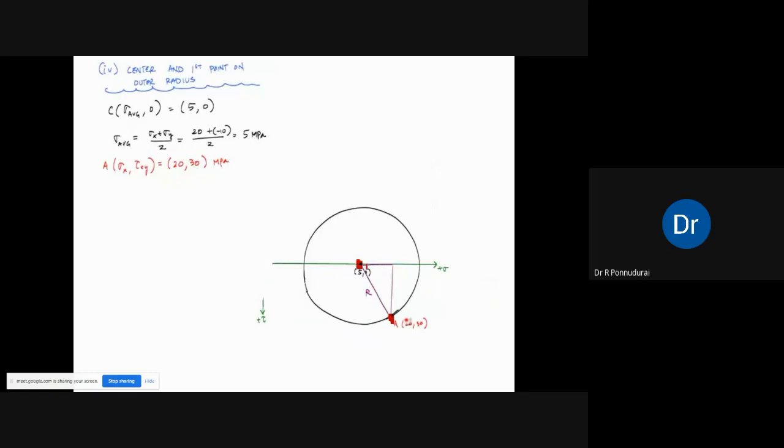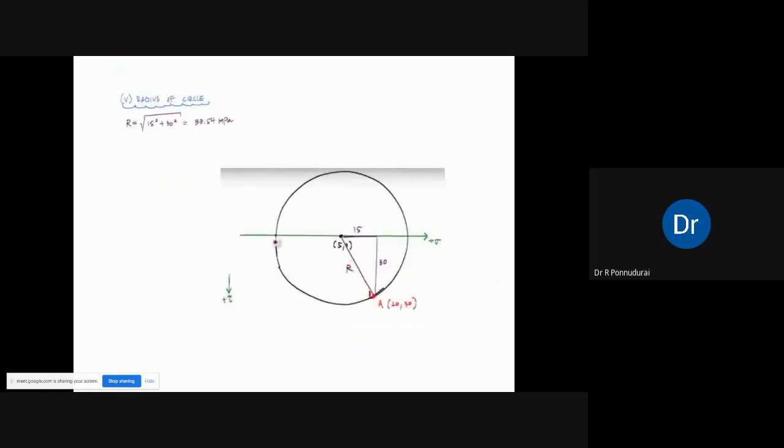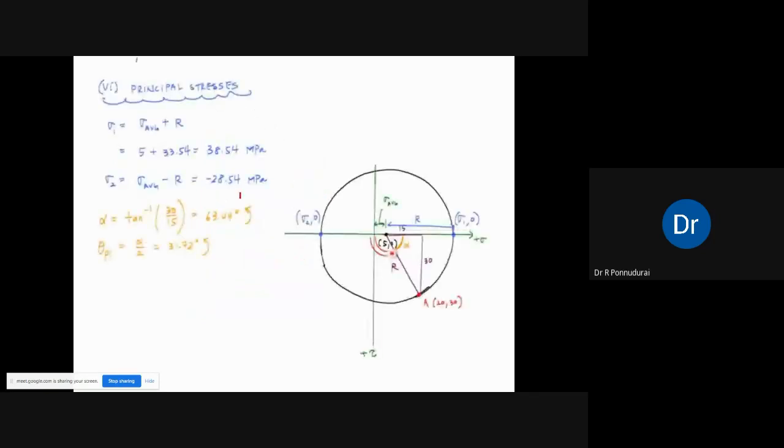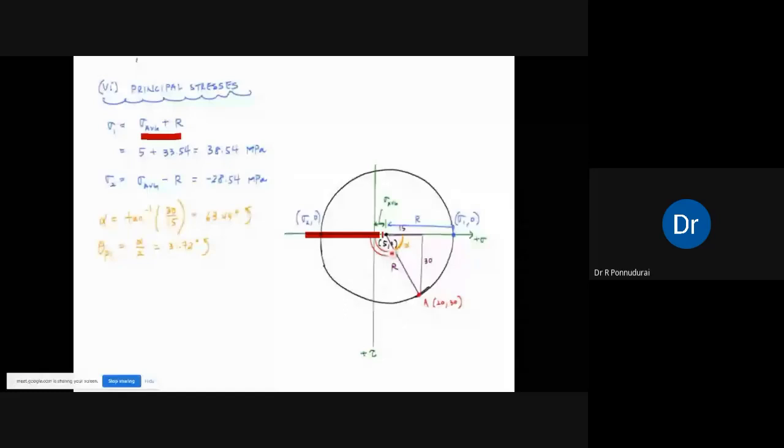So from this triangle, it is possible to get theta. Radius R is equal to the square root of 30 squared plus 15 squared. From here it is 15, from here it is 30. So the radius is known to you now. Sigma average will be from the center to this point. Sigma 1 is the maximum point, sigma 2 will be the minimum point here. Tau max will be the vertical ordinate at the center point. Now, how do we calculate the principal stresses from this expression? Sigma average comma R. Sigma average plus R.